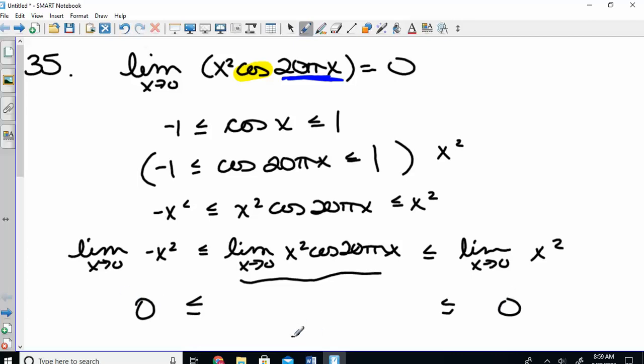So what does the limit mean? And this you should rewrite. So I can say the actual limit as x approaches 0 of x squared cosine of 20 pi x equals 0, because both ends went to 0. Does that make sense to everyone?